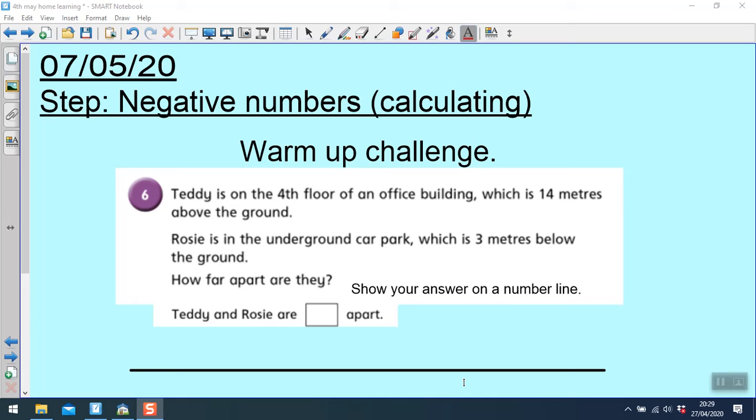Teddy is on the 4th floor of an office building which is 14 metres above the ground. Rosie is in the underground car park which is 3 metres below the ground. How far apart are they? Show your answer on a number line. Pause the video while you draw yourself a number line and work out the answer.